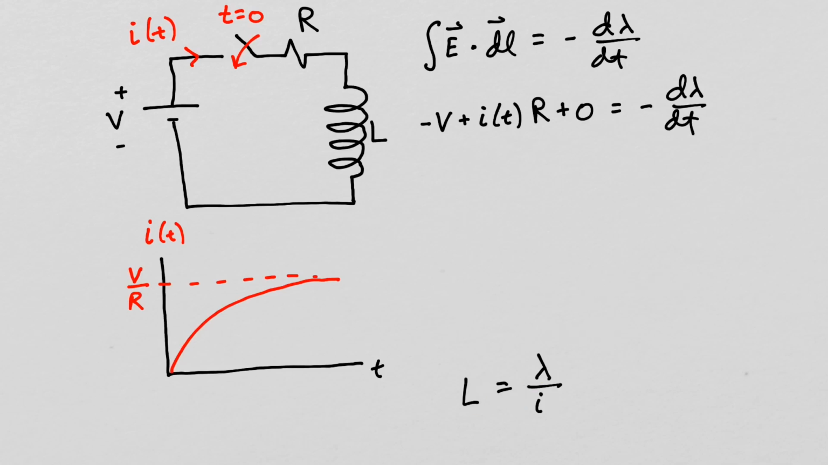Now we will see why we define inductance as flux linkage over current. For lambda, I've now substituted the inductance of the inductor times the current flowing through the inductor. We know the inductance is a constant, so we can factor it out of our differentiation. Let's solve this equation for V.